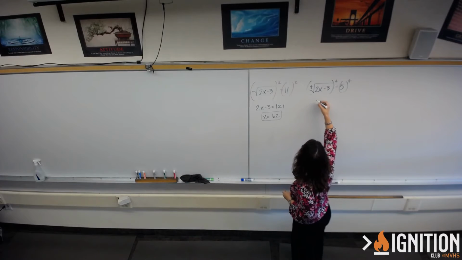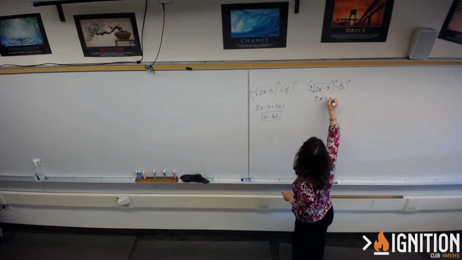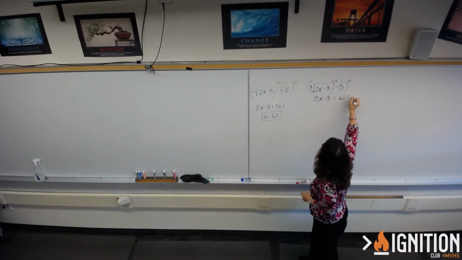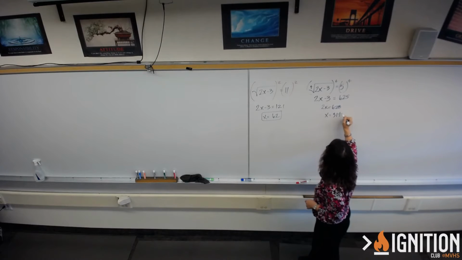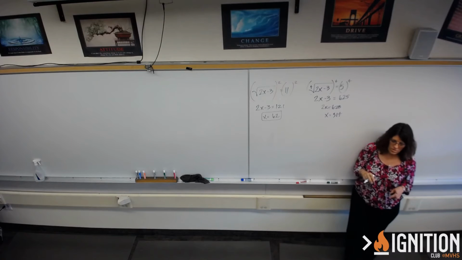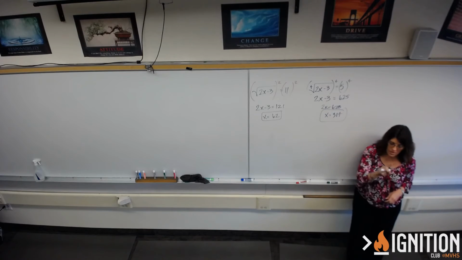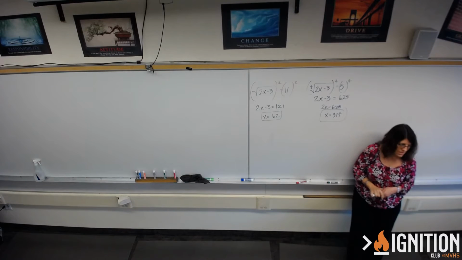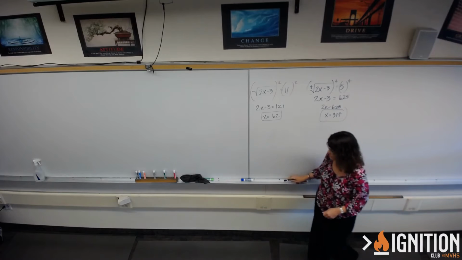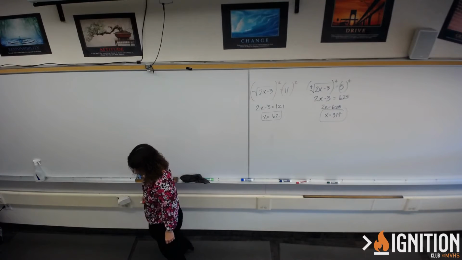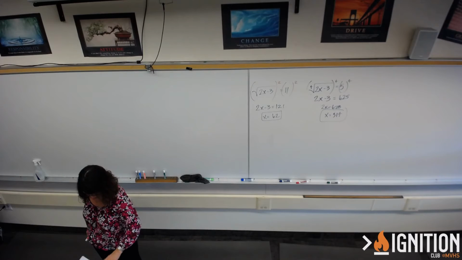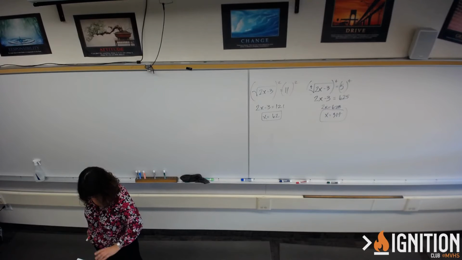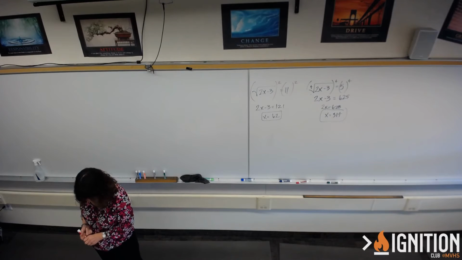All right, what do I get on the left? 2x minus 3 equals 625. Add 3, divide by 2, 314. Yeah? Check. Plug in and check. 625. Indeed it does. Does it work? Yes. Okay. Sometimes they don't work.